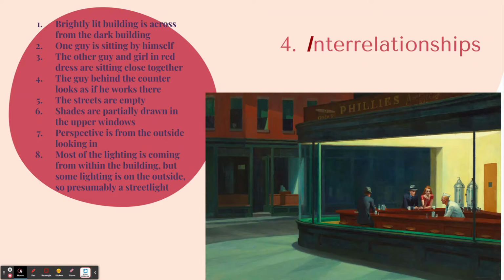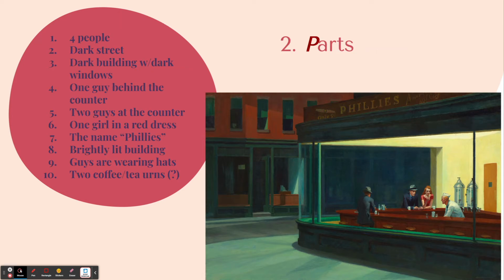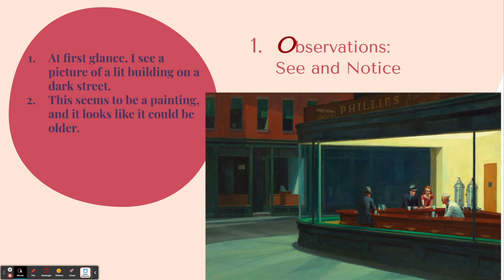I also want to make note that the streets are empty. The shades are partially drawn in the upper windows of the dark building. The perspective is from the outside looking in. Most of the light is coming from within the building, but some lighting is on the outside, so presumably a street light. Again, notice when I made my observation, one simple sentence.